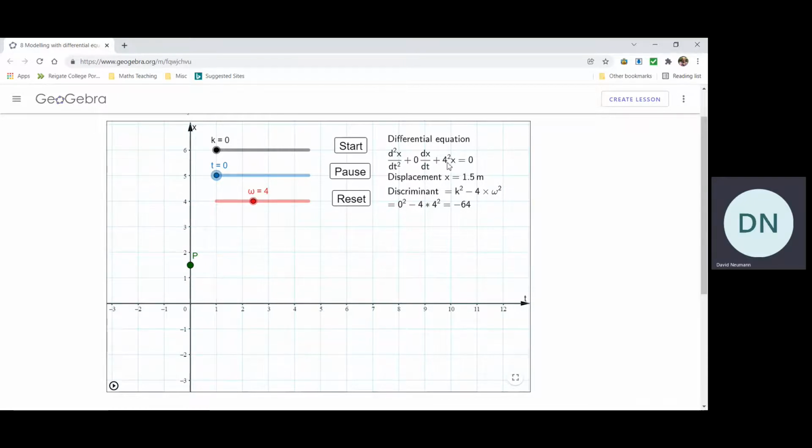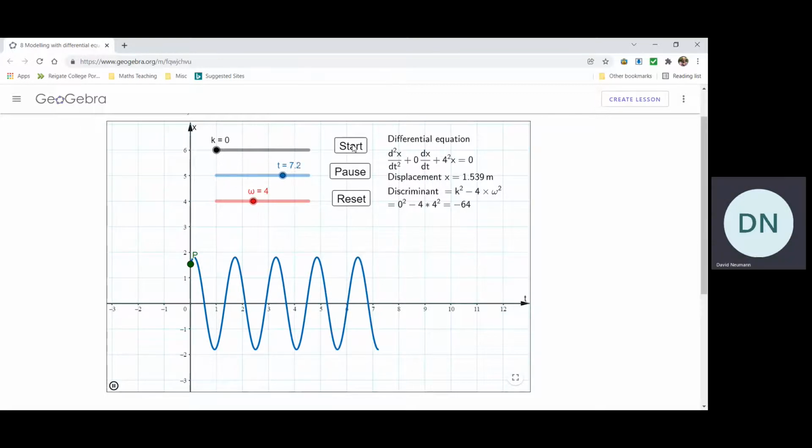So this is the differential equation. You'll recognize this as one that we've seen for simple harmonic motion. So we've got the coefficient of dx by dt is 0. So we've just got d2x by dt squared plus 4 squared, so that's 16x is equal to 0. And if we start this particle moving, we can see that we get simple harmonic motion. We just get a trig sine or cosine curve.